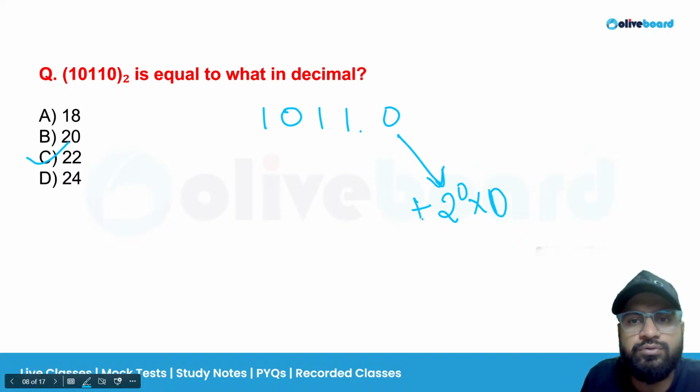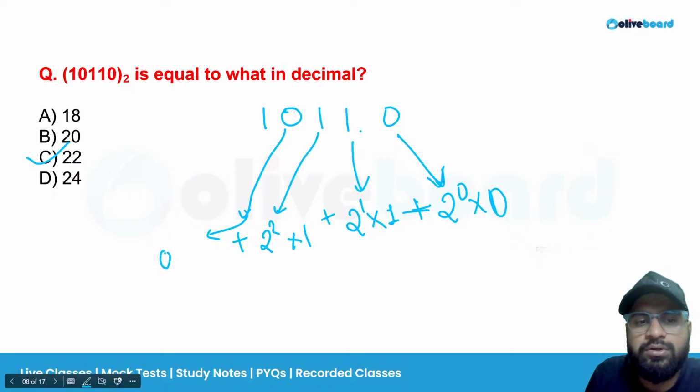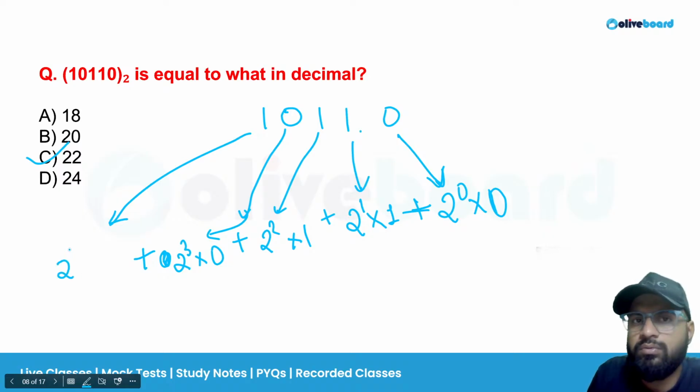Now we have to do an addition here again. This one is 2 raised to 1 into 1. We increase the exponent from 0 to 1, into 1 again, plus then 2 raised to 2 into 1. Then again plus, 2 raised to 3 into 0. Again plus, for this one, students, 2 raised to 4 into 1. You have to remember, after every term we have a plus.